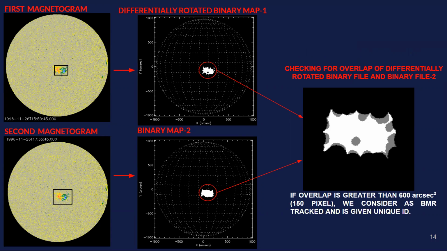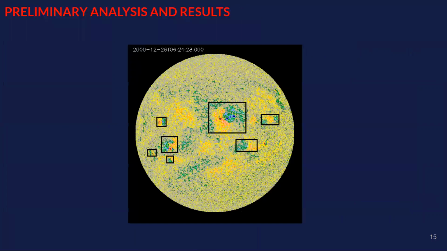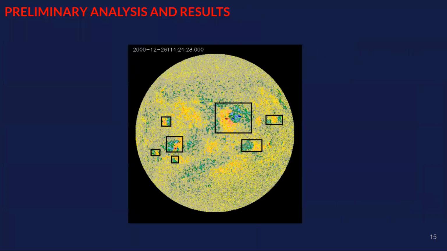If the overlap is greater than 600 arc-second square, we consider the BMR as tracked and the tracking information is stored in a text file. And the tracked BMR is given a unique ID.